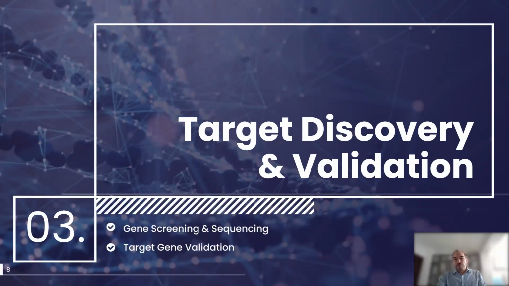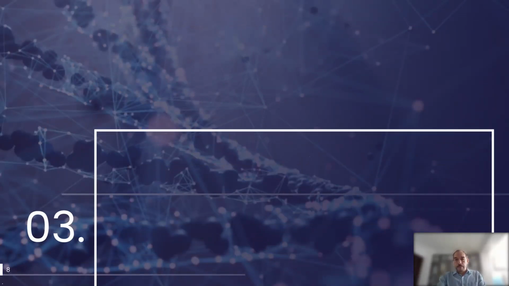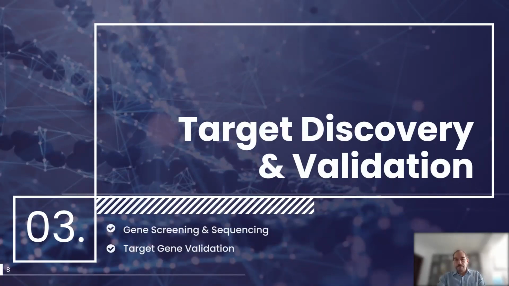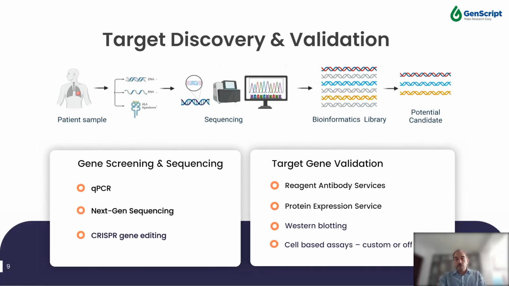So what are the tools for target discovery and validation? In target discovery and validation, a very typical process starts with gene level analysis, gene screening, sequencing. Very typical tools are being used like qPCR for up and down gene regulation analysis, next-gen sequencing for sequencing analysis, CRISPR gene editing for target knockout for validation.